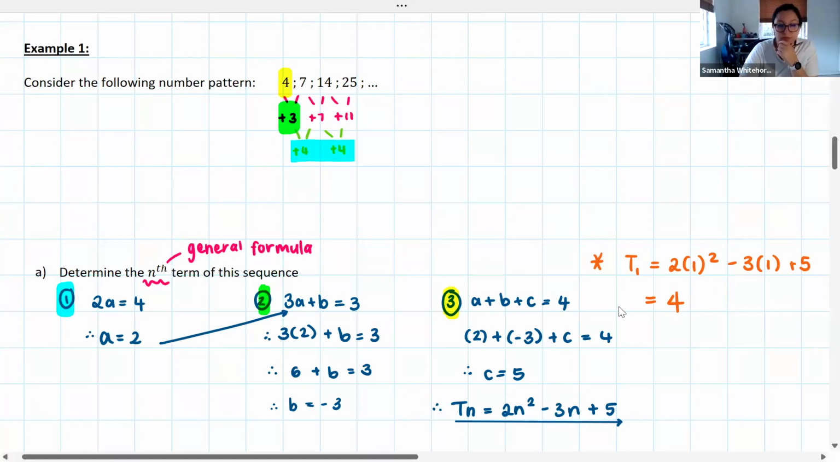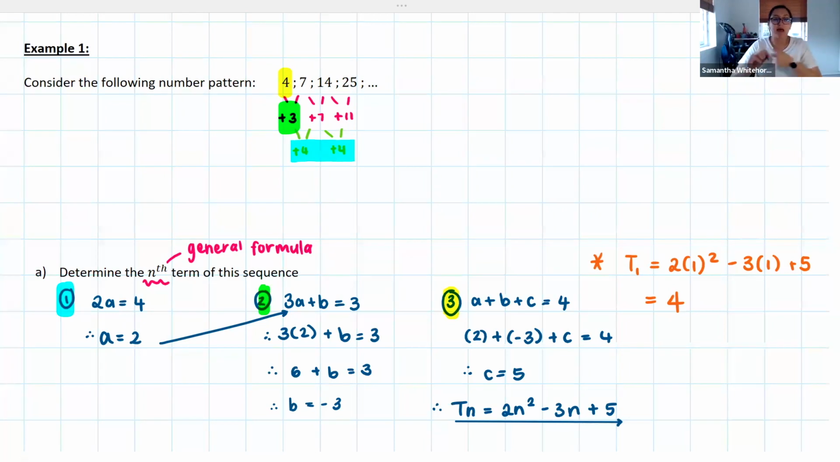Bariso, you good? Yes, I'm good. Cool. Alrighty. So essentially that's how you find the quadratic general formula of a sequence. And like I say, if you've got those 3 equations, you are golden.